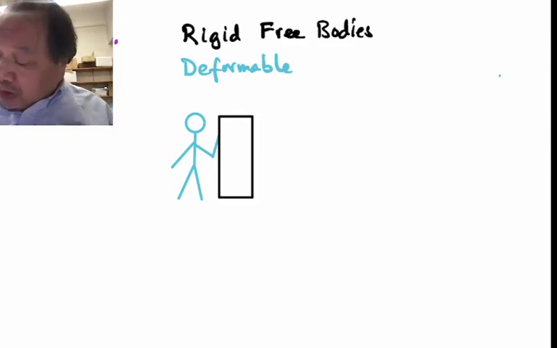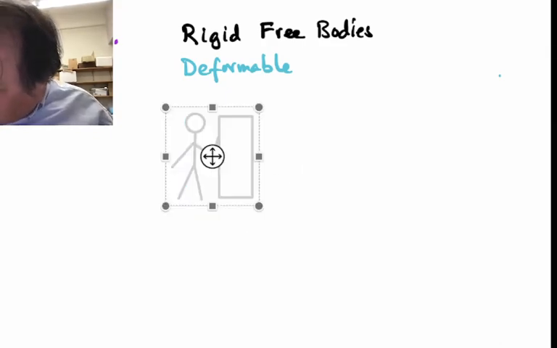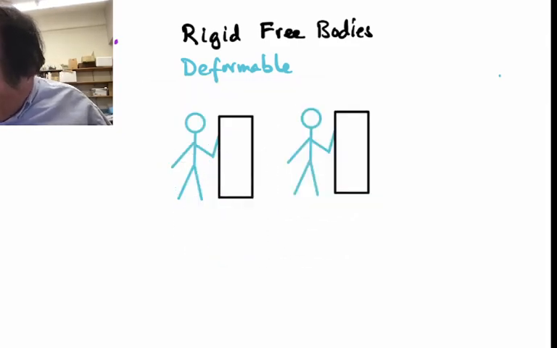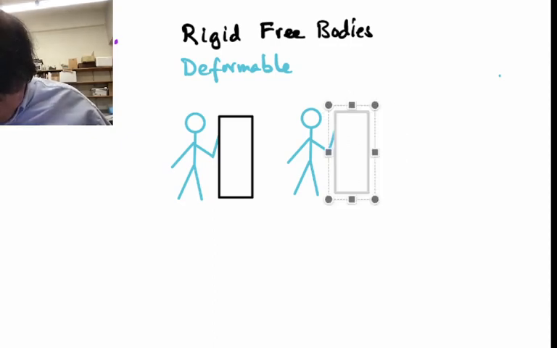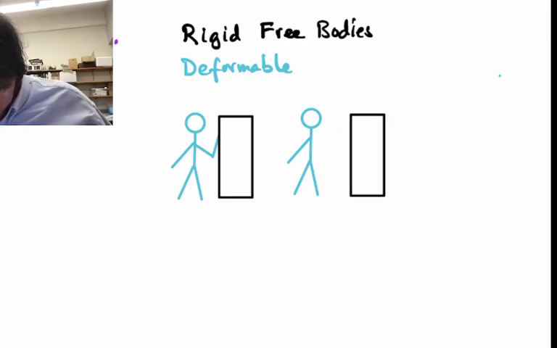So what I've shown here is a picture of a person pushing against a block, a rigid block, and what would happen if that person pushed against the block would be that the block would end up moving, and as the block ends up moving, the person's arm would stretch out.